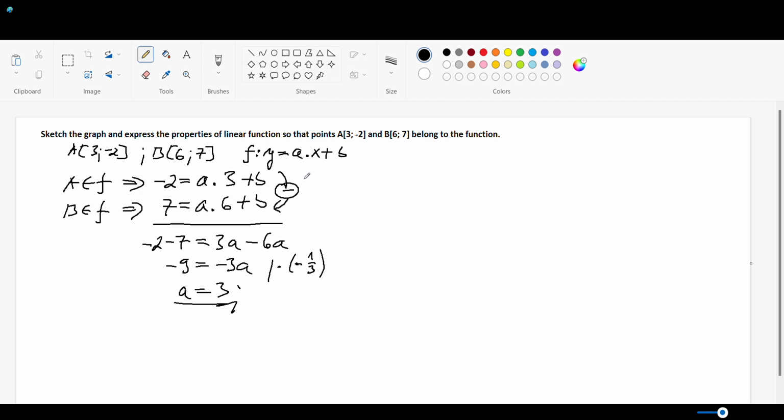So now it doesn't matter, we can choose even the first or the second equation, and we put the information about a into one of these equations, and we will calculate b. Let me choose equation number 1. So it's going to be -2 equals, a is 3, we already know, 3 times 3 plus b, and from this equation we can see very easily that b is equal to -11.